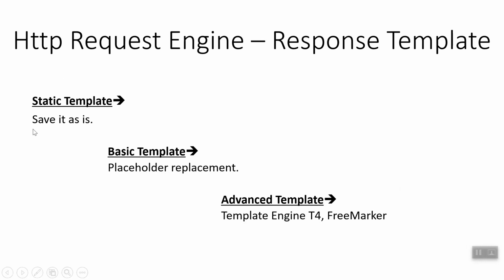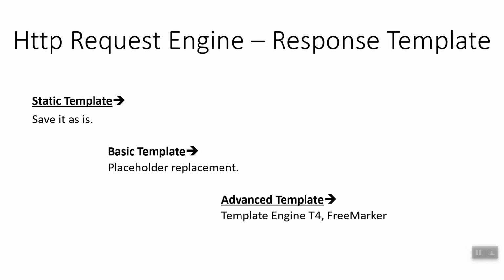For the response we have three types of response template. We have a static template, a basic template, and an advanced template. Basic template is something static, for example a static HTML page. Here is the basic template: if I have a placeholder and I want to replace it with any value from the request, here is the template engine, T4, FreeMarker, whatever.